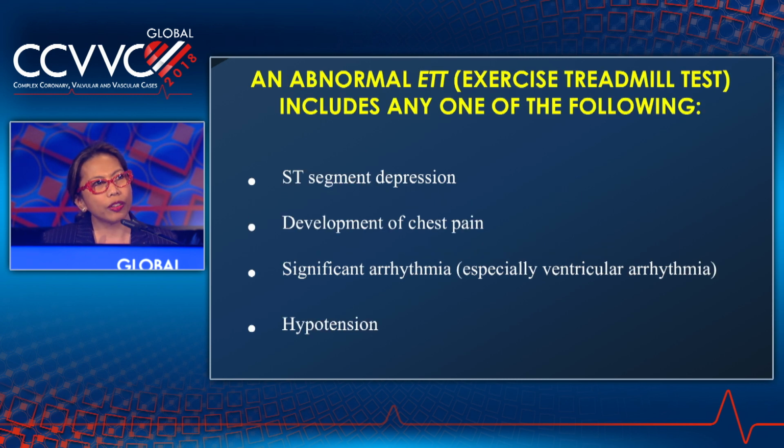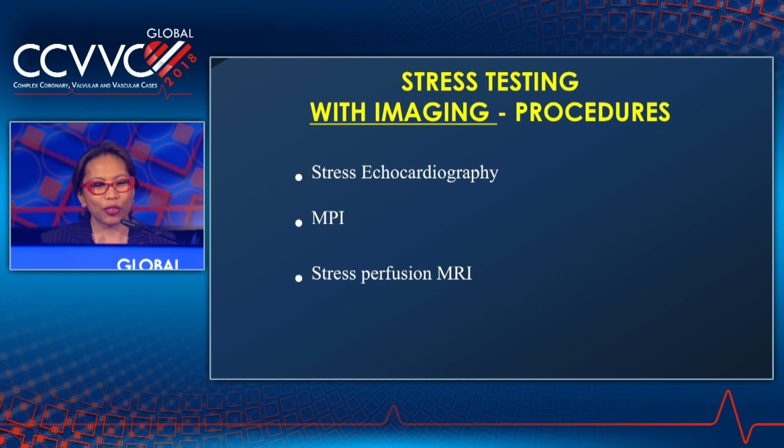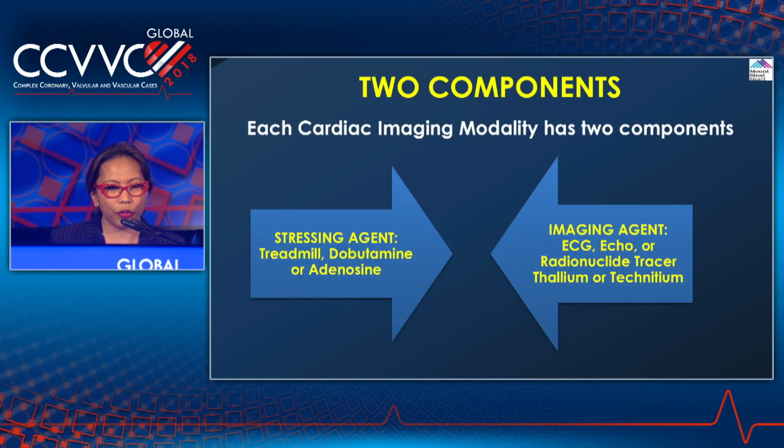What do you consider an abnormal result? If you find ST segment depression, the patient develops chest pain during the treadmill test, significant arrhythmia, or hypotension. So what are the imaging stress testing procedures? You have stress echo, your MPI, and your stress perfusion.